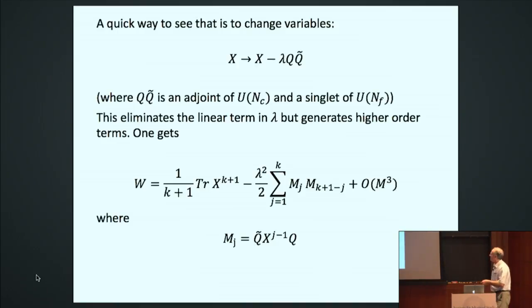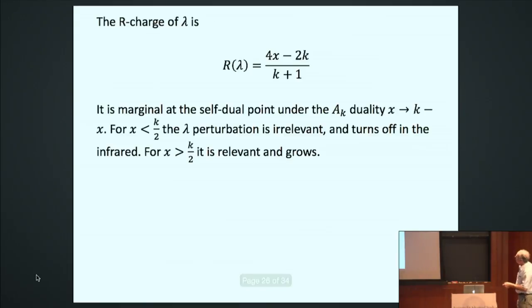Now, what is the physics of this? Well, again, if you look at the R charge of this object, it has the property that if you are above the self-dual point in terms of this A_k duality, then it's relevant. And if you're below the self-dual point, it's irrelevant. If you're at the self-dual point, x equals k over 2, it's a truly marginal operator. It generates a part of the conformal manifold.